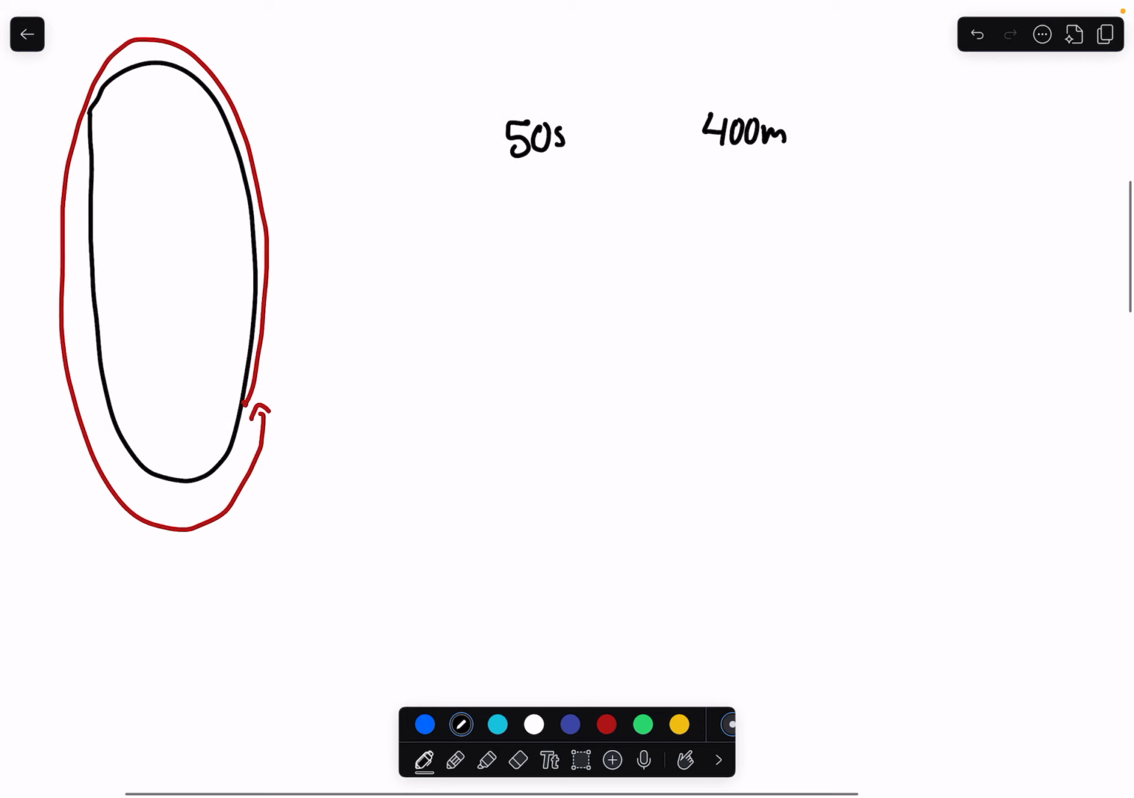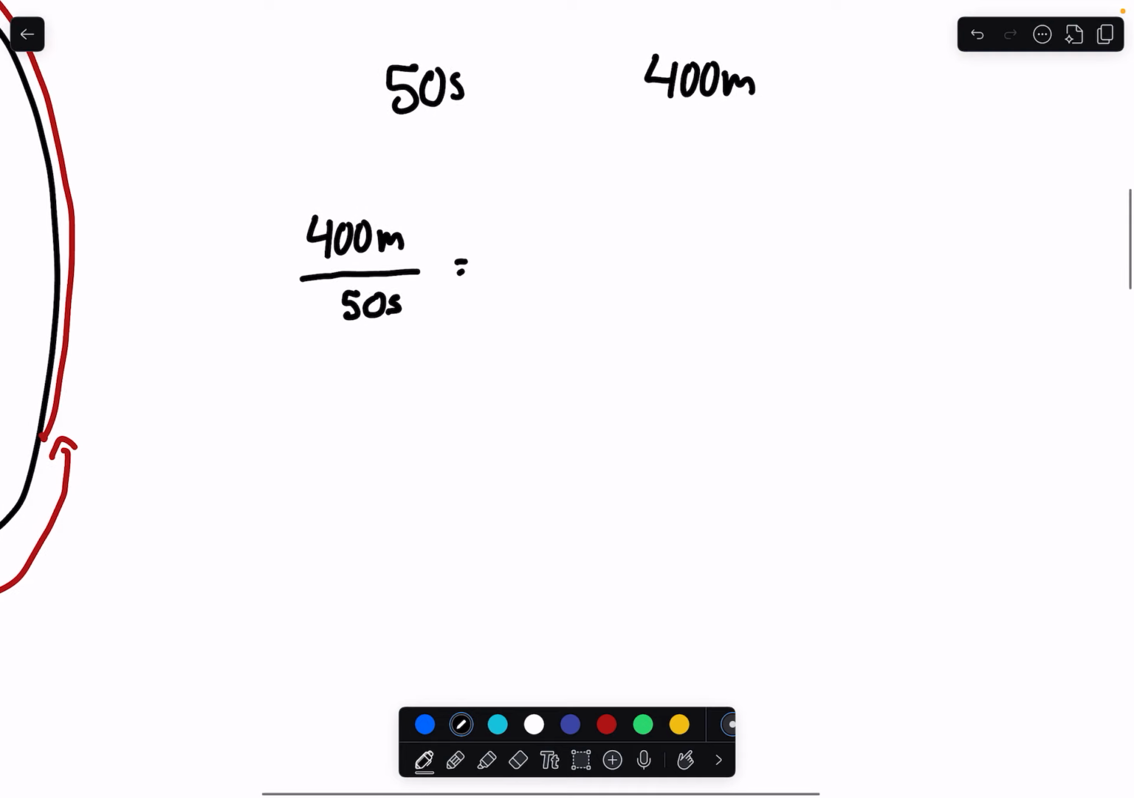So speed is based off of distance. How far did they travel? Well, they went 400 meters. And how long did it take them? 50 seconds. So we can do 400 divided by 50 and find that their average speed was 8 meters per second.